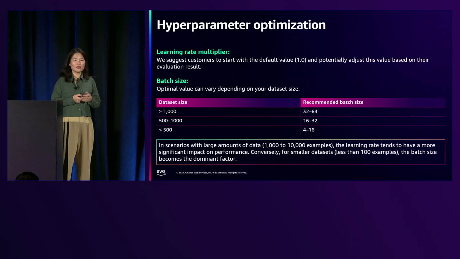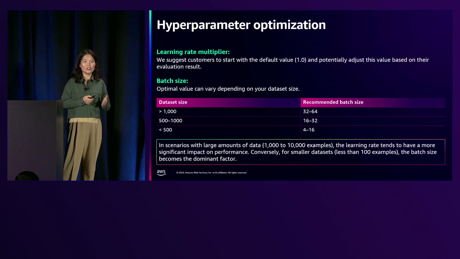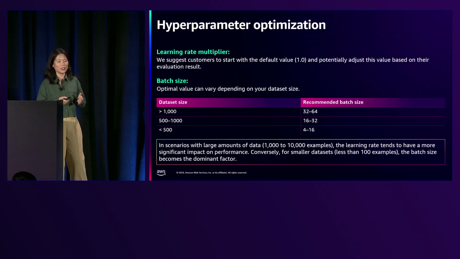So I think the next question is, now that we understand these parameters and how to set them up, what's the right number for these parameters? First is the learning rate. Like we discussed, by default we would suggest you start with 1.0, because that is from our scientists' experiments. And you can adjust this value later based on your evaluation.